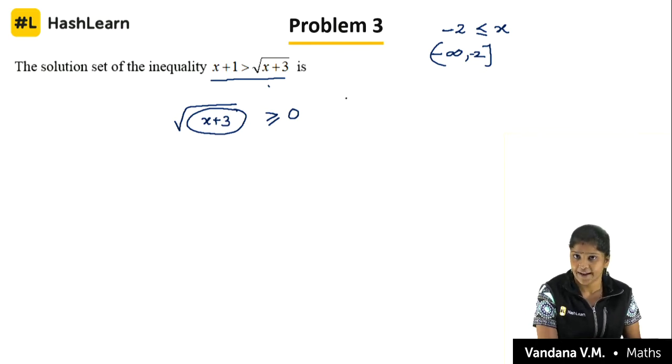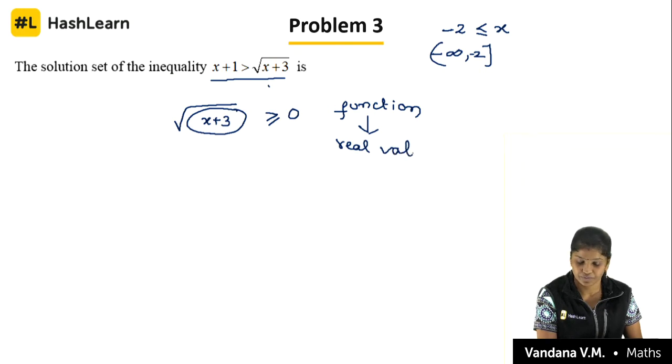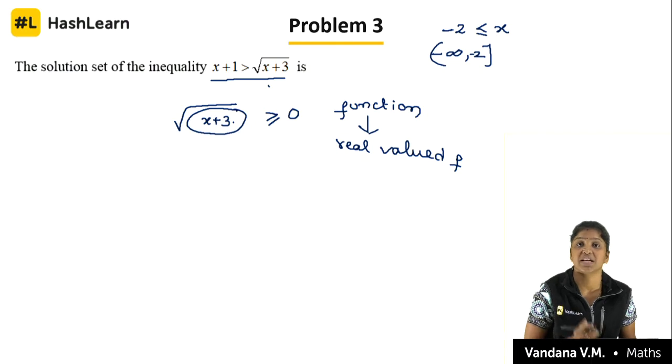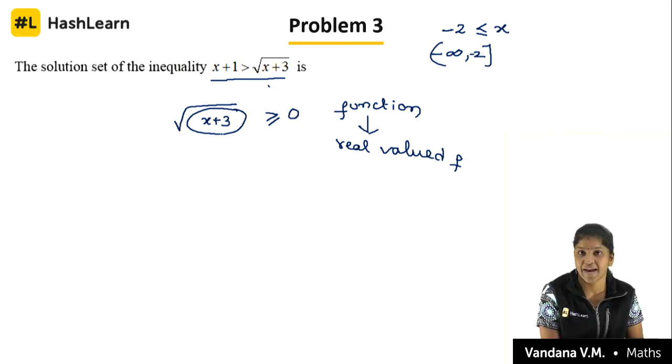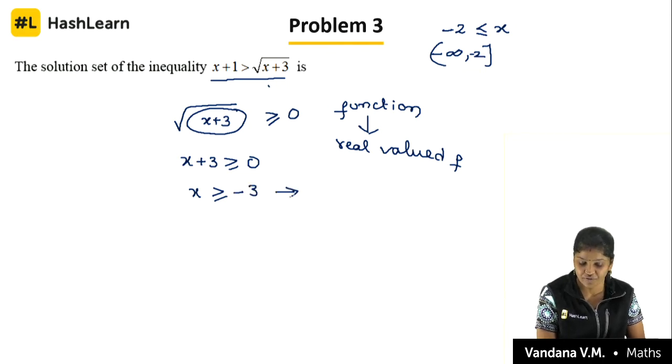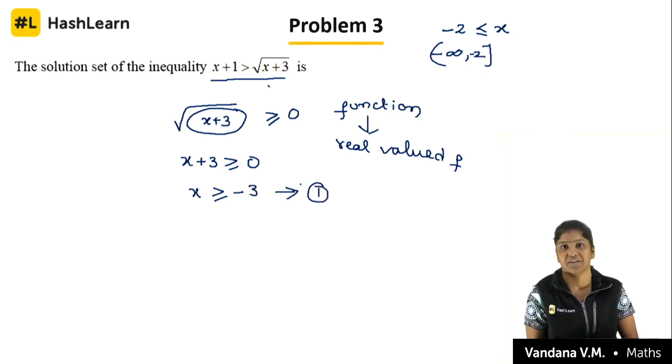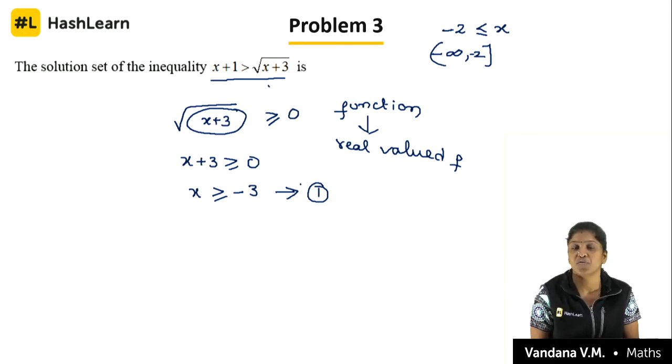Why it must be greater than or equal to 0 means, function means it must be a real valued function. So, root is a function. So, the inside of the function must be greater than or equal to 0. For negative numbers, root does not exist. So, here the basic condition is x plus 3 must be greater than or equal to 0, x is greater than or equal to minus 3. This is the first condition before solving the question. Clear? Now you go for the question.